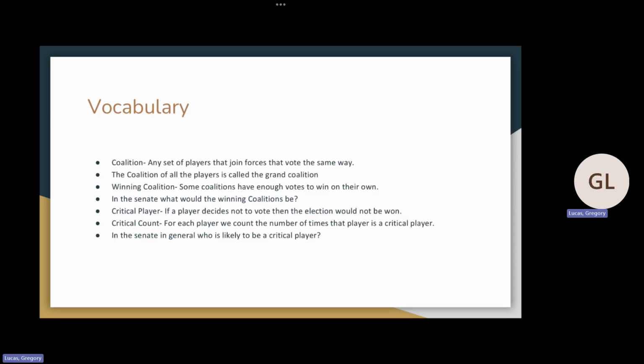And the reason we use the Senate here is because it perfectly describes all of these vocabulary words. That's probably the most common example of having a coalition, even a winning coalition sometimes. But let's go to the next question. So in the Senate, what would the winning coalition be? The winning coalition would be if the Republicans and Independents agree, or the Democrats and Independents agree. That would be a winning coalition.